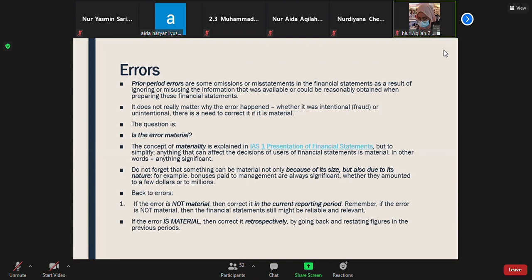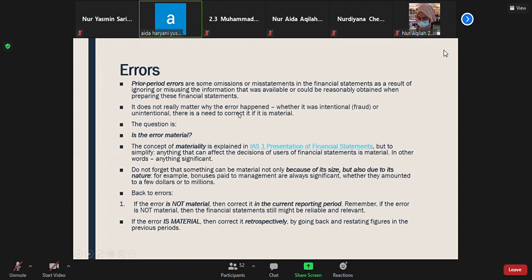No, madam. Okay. Now, errors, okay? Prior period errors are some omissions or misstatements in the financial statement as a result of ignoring, meaning sengaja lah, or misusing the information that was available or could be reasonably obtained when preparing this financial statement. So these are the things of explanation on the errors.